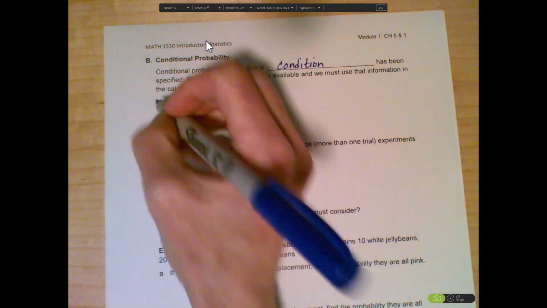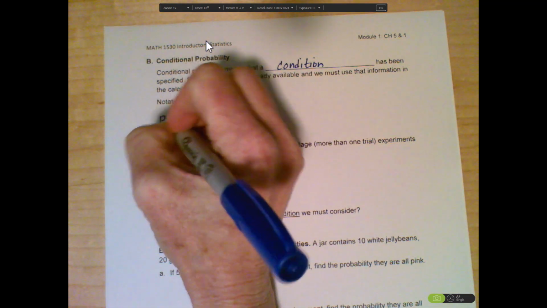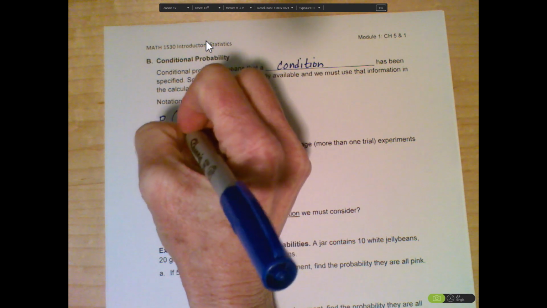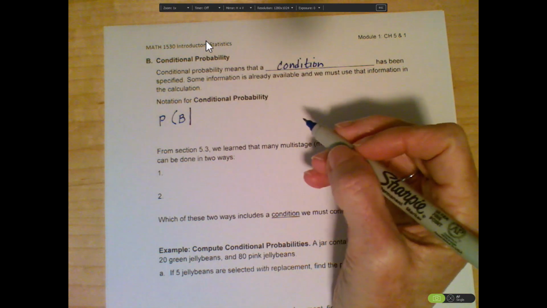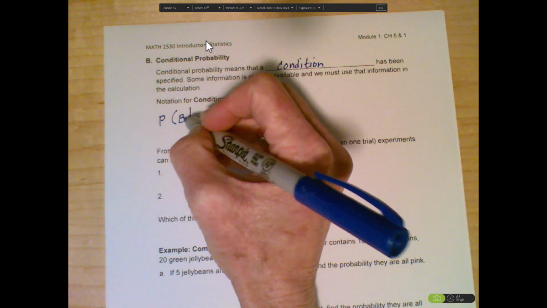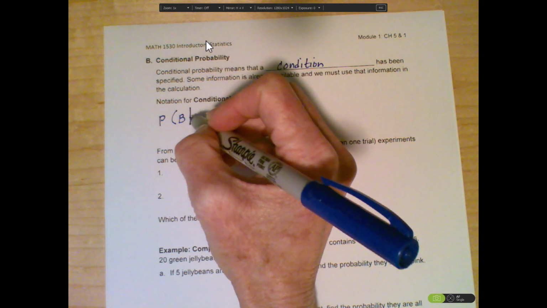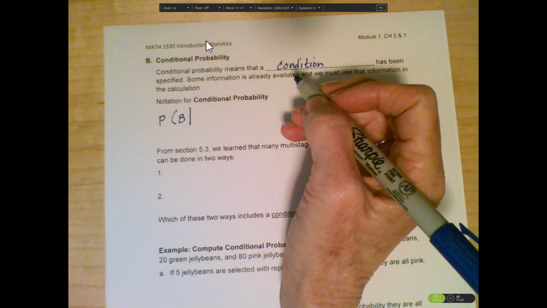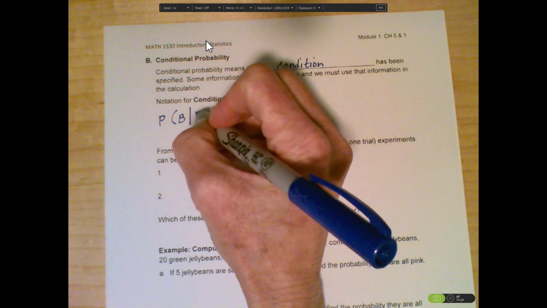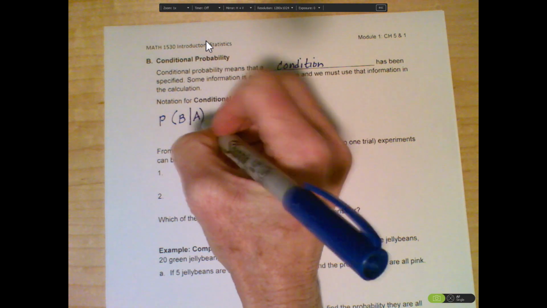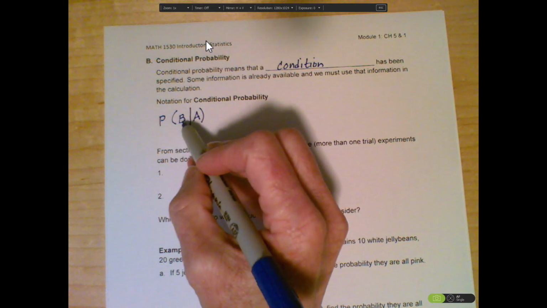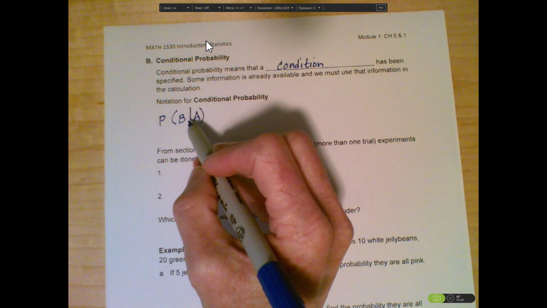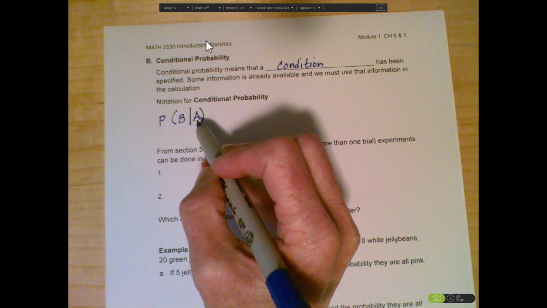So our notation will look like this. The probability of event B occurring given that, that's how we read that line, it's straight up and down, it's not slanted. Probability of event B occurring given that this condition A has already occurred. That's how that's read. The probability of event B occurring given that we already know that A has occurred.